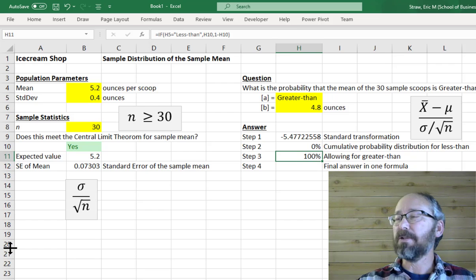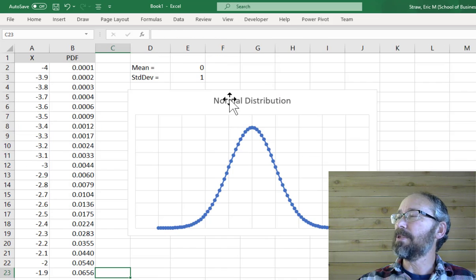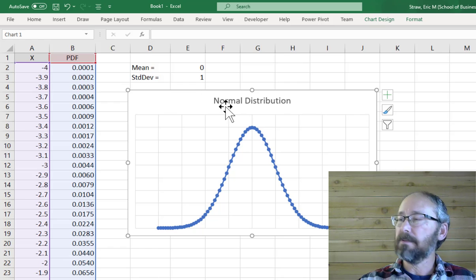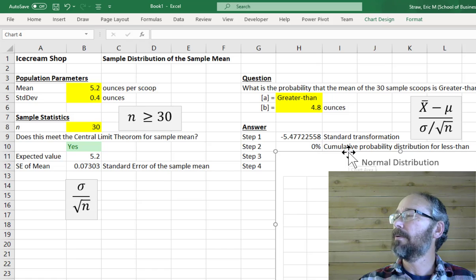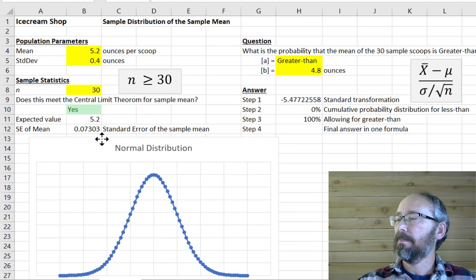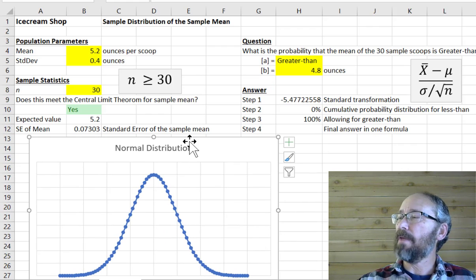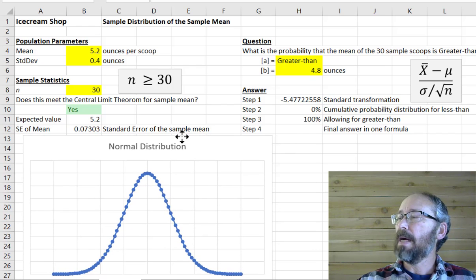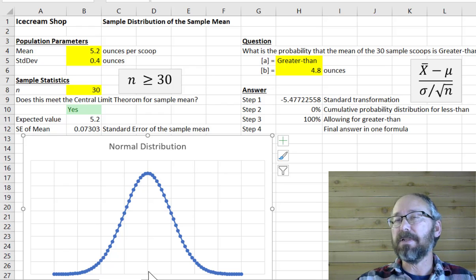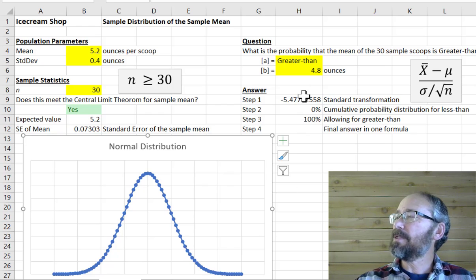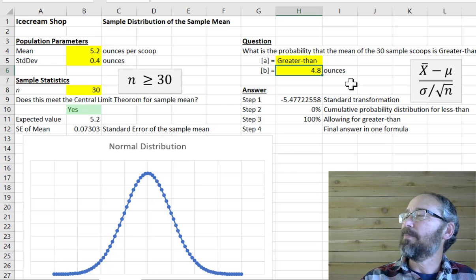Now, let's illustrate this. I've got a normal distribution over here, and I'm just going to drag it over here, copy it, and put it here. Now I don't have a scale on this, but our mean is 5.2 for our population, and the standard deviation is 0.4. If we take a sample of 30, let's pick something that we have some percentages here.